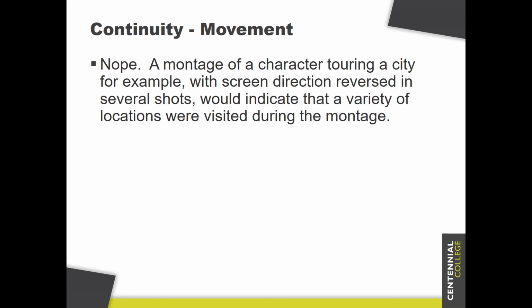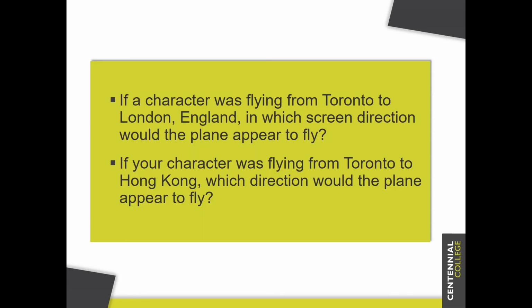So this is going to lead to a question, and this question is going to then lead us to the idea of convention as well. So we're talking about directionality here and convention. If a person is flying from Toronto, Canada to London, England, in which screen direction would the plane appear to fly? If a person was flying from Toronto to Hong Kong, which direction would the plane appear to fly?